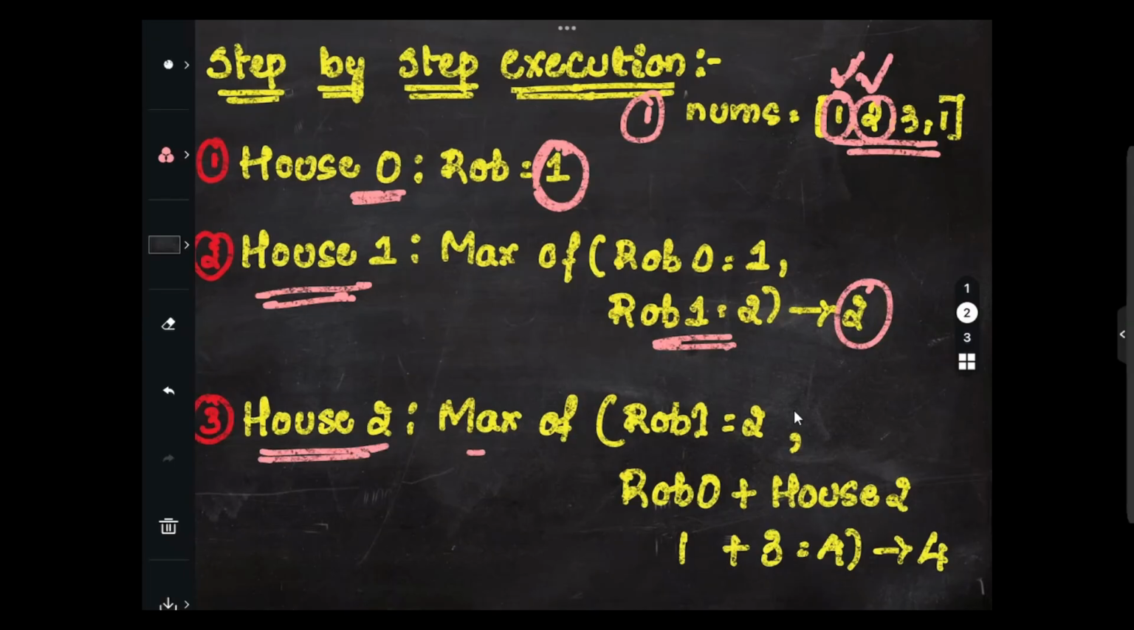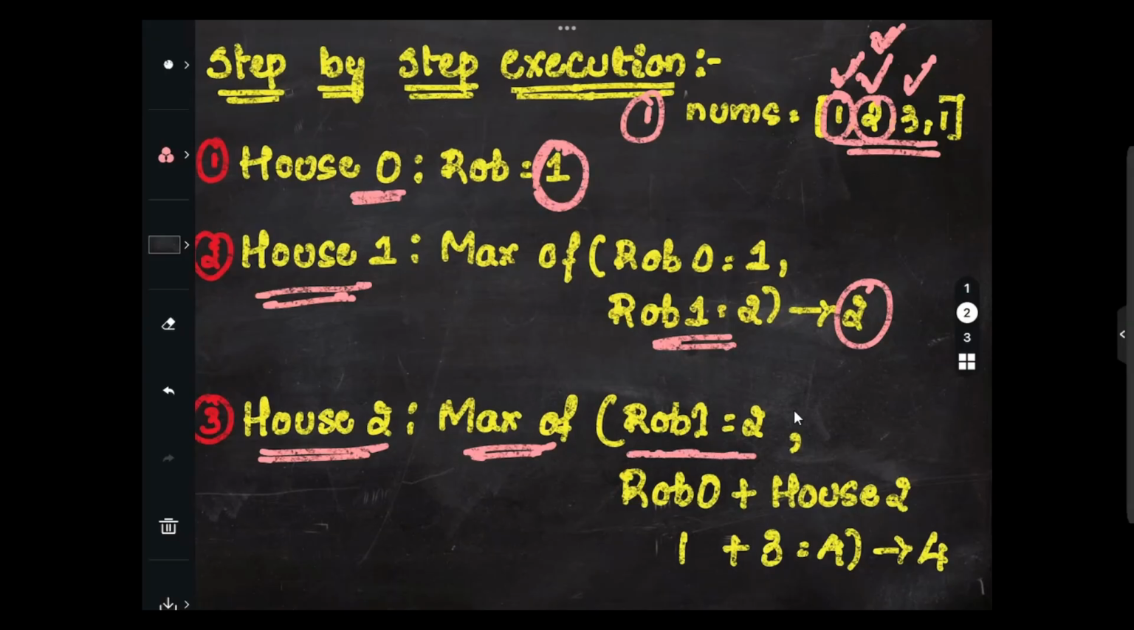Next, let's move on with house 2. Max of rob 1, nothing but we are considering 2 again, and rob 2 this time is 3. Max of 2, 3 is 3. Oh, this one I forgot actually. Max of rob 1 is 2. This is fine.